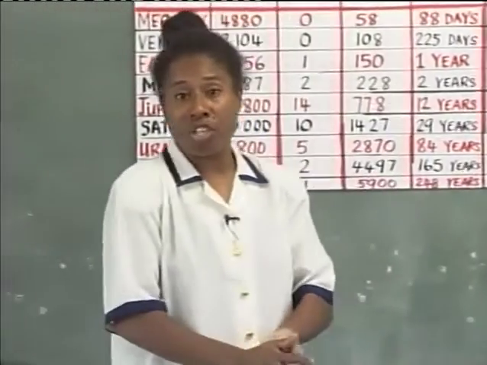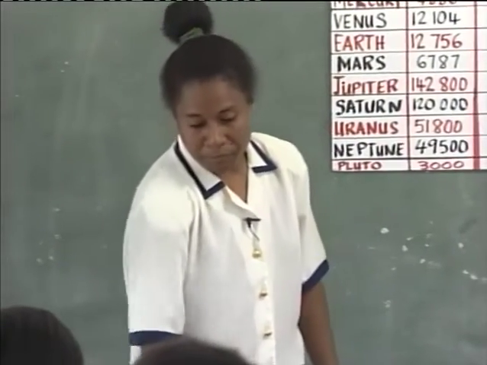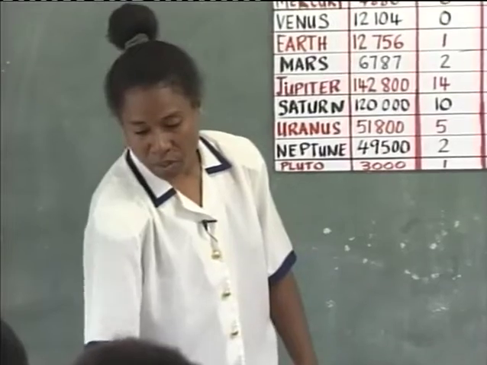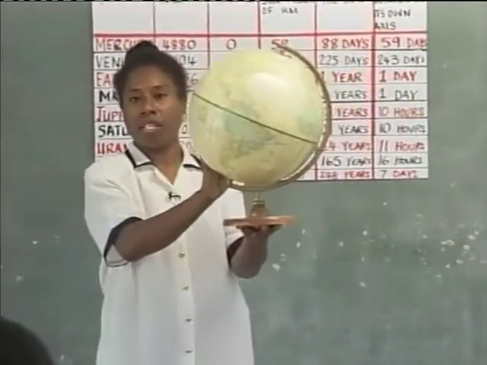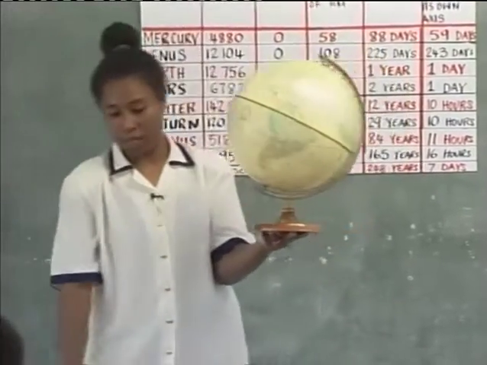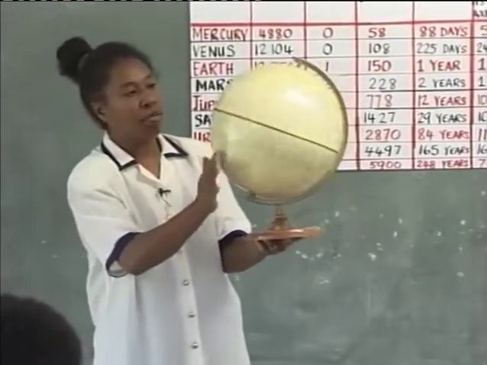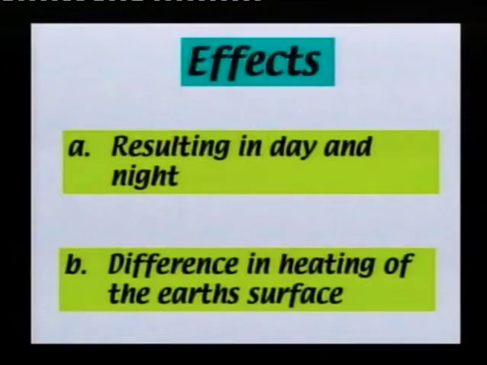So looking at that information again, what we have covered so far, we have looked at the movement of the Earth in terms of the Earth rotating. It is important for us to note that the Earth rotates on its axis every 24 hours from the direction west to east. While the Earth is doing that movement of rotation, two very important effects are noted. One, that is day and night. And number two, we have the difference in heating of the Earth's surface.